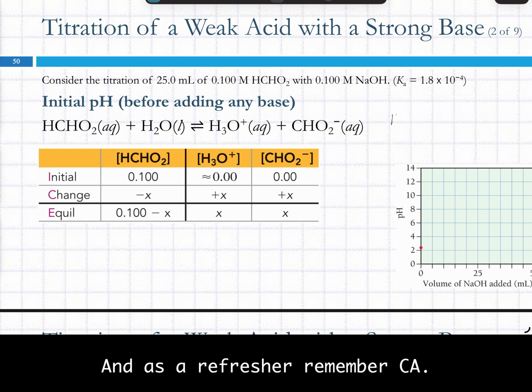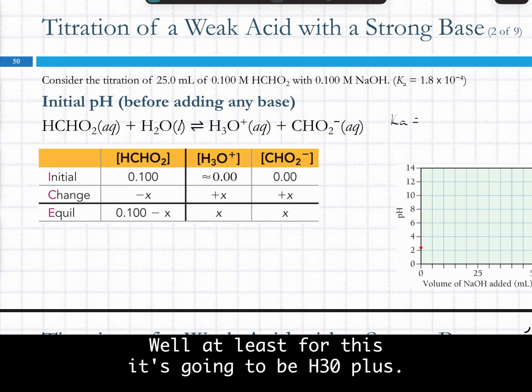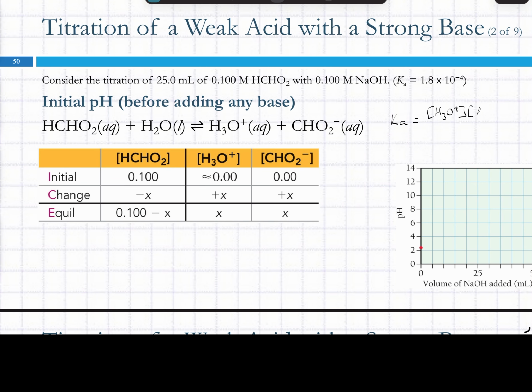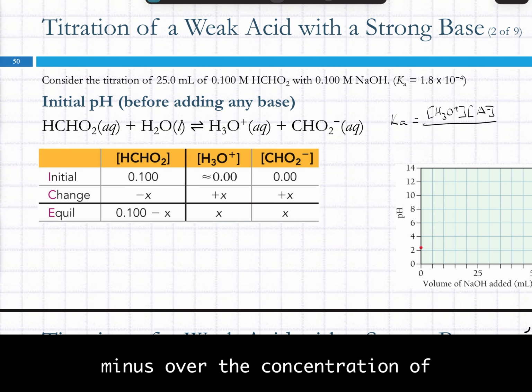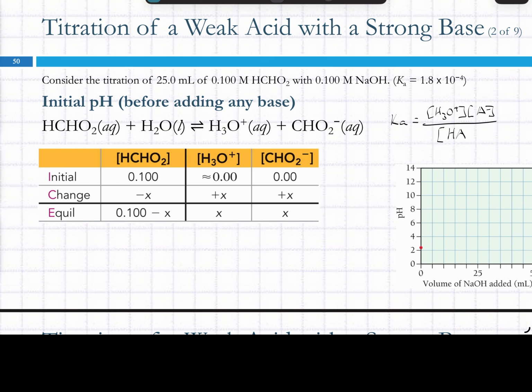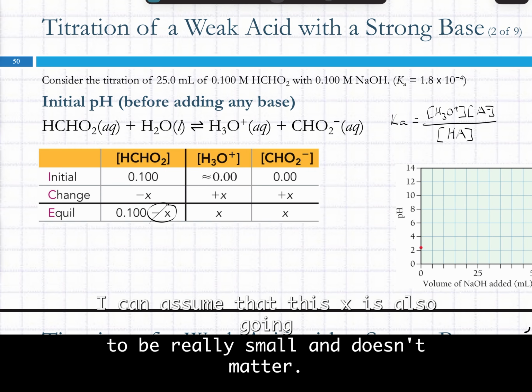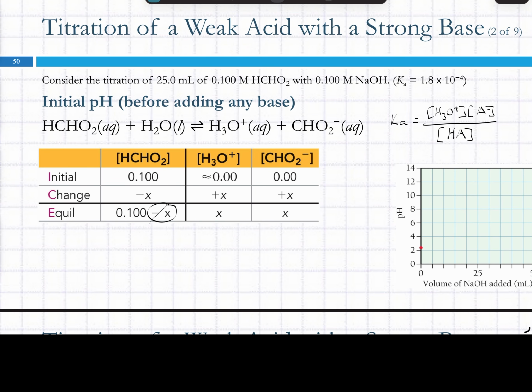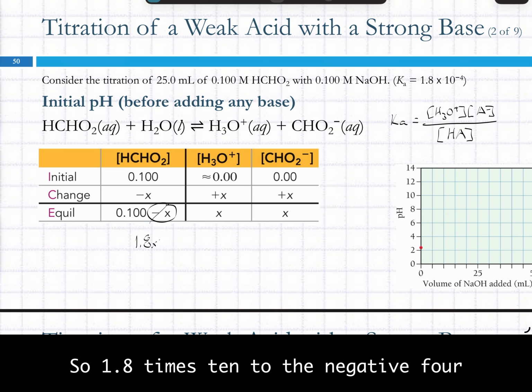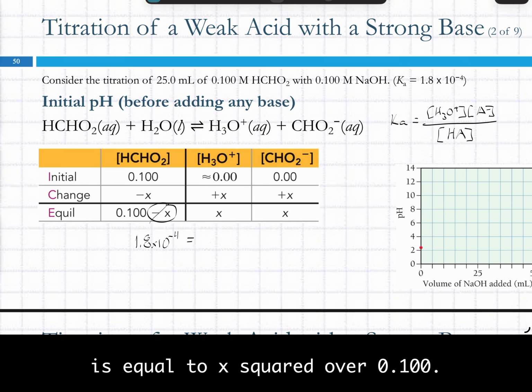And as a refresher, remember Ka, well, at least for this, it's going to be H3O plus, I'm just going to use the generic A minus over the concentration of HA, the acid. So because I've got a small k, I can assume that this x is also going to be really small and doesn't matter. So 1.8 times 10 to the negative 4 is equal to x squared over 0.100.